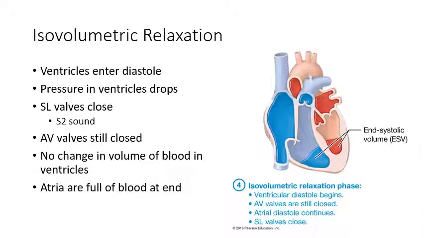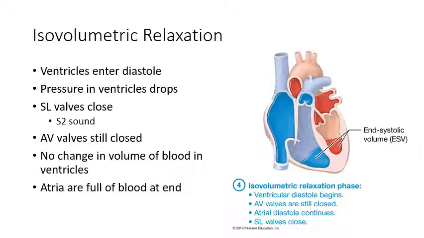The next phase is isovolumetric relaxation. This phase begins when the ventricles enter diastole and relax. When that happens, the pressure in the ventricles is going to drop a lot. So the pressure in the great arteries is remaining high, but the pressure in the ventricles is now low, which means that the SL valves are going to close. And at that point, you get the S2 heart sound when they close.